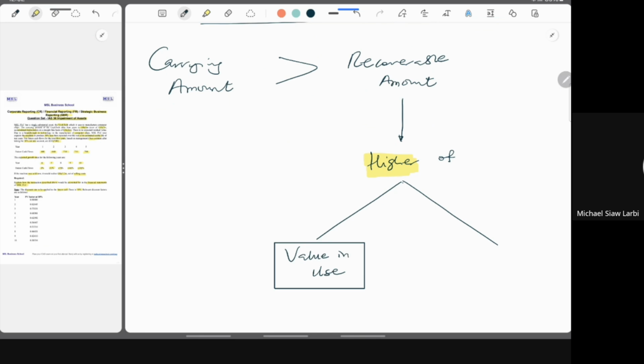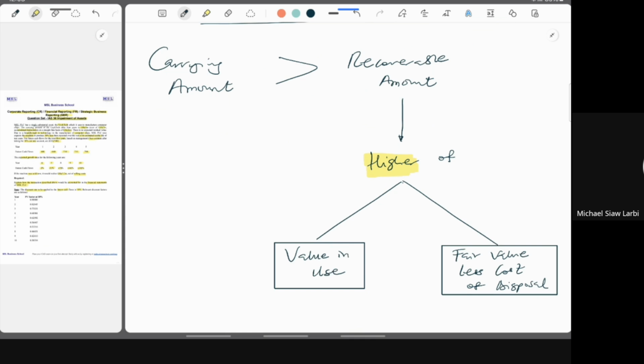Then your asset's fair value less cost of disposal, right? The asset's fair value less, some will say cost to sell, right? Fair value less cost of disposal or less cost to sell, which is basically how much you can get from the asset in terms of fair value after deducting all possible selling costs, right? Okay, so that is your fair value less cost to sell or less cost of disposal.